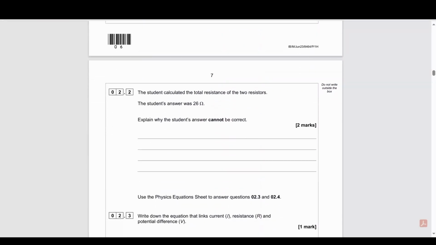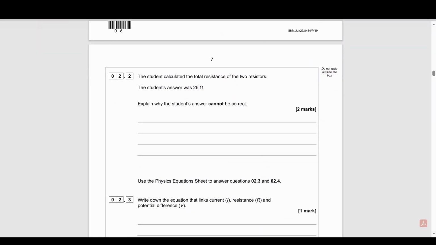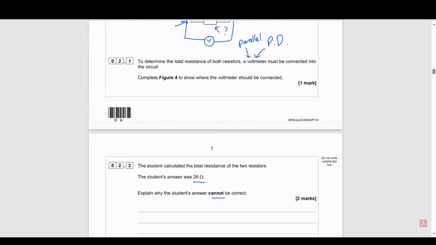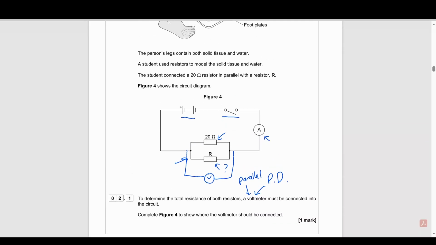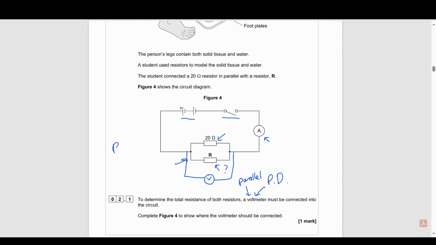2.2. A student calculated the total resistance of the two resistors. The student's answer was 26 ohms. Explain why the student's answer cannot be correct. Well, let's go back to the circuit. The total resistance the student calculated was 26 ohms. Why is this not correct?